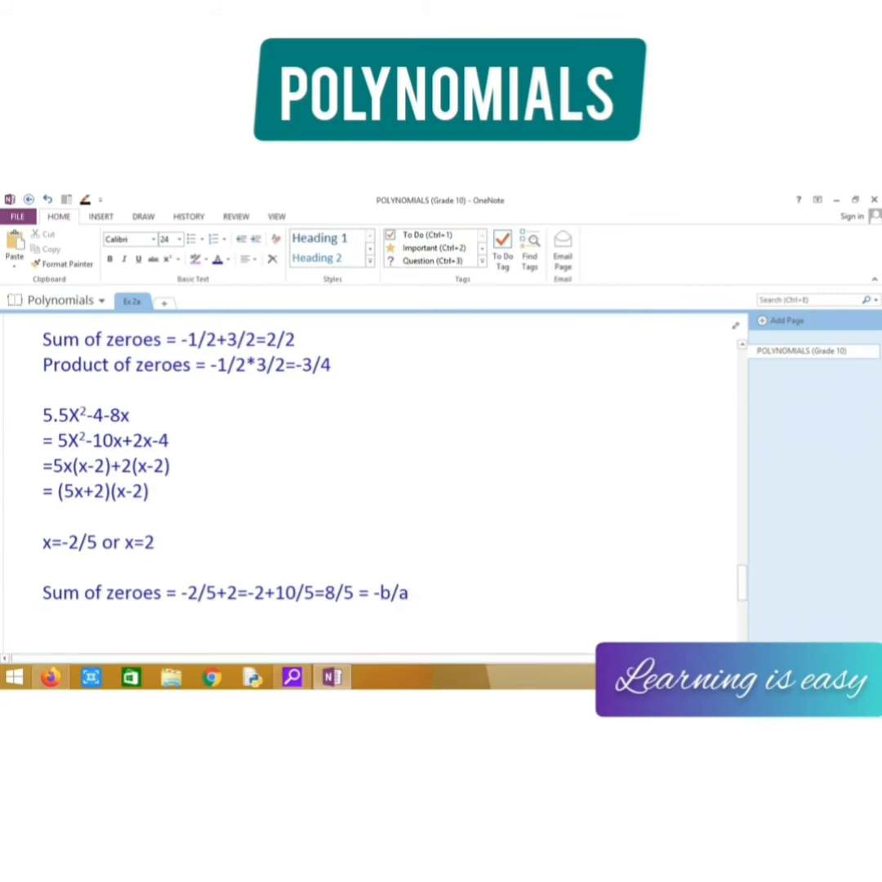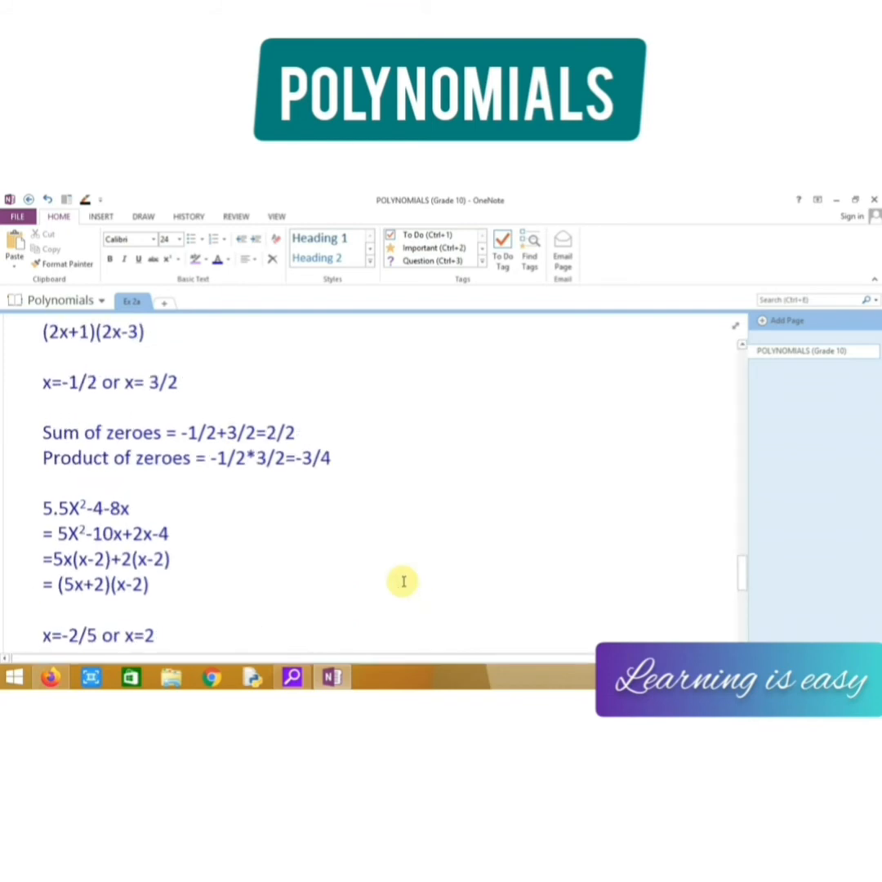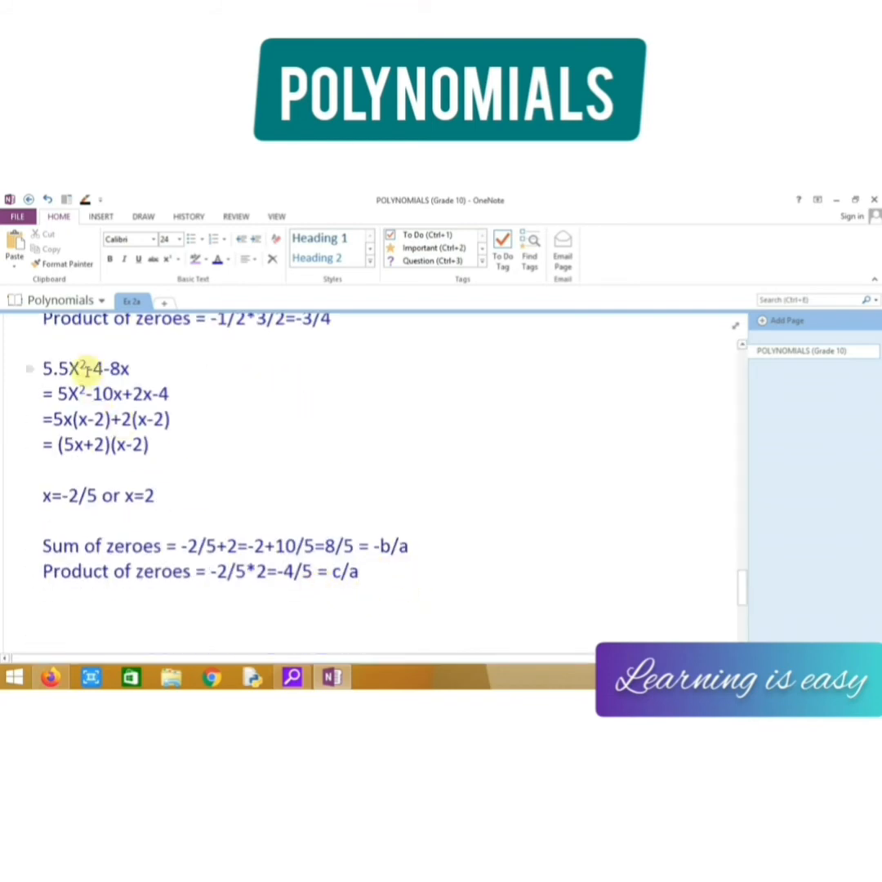Next is product of zeros, minus 2 by 5 into 2, which is minus 4 by 5, which is of the form c by a. So the value of constant is minus 4 and the coefficient of x square is 5 in the given polynomial. Hence this is verified.